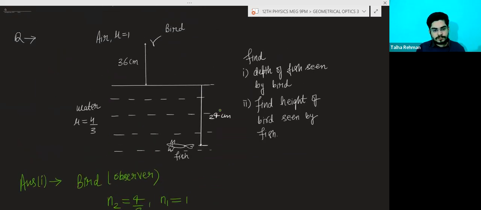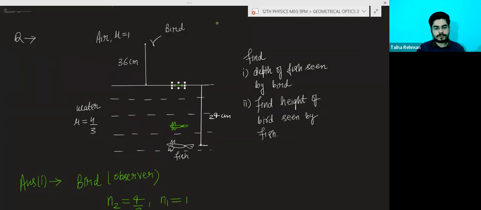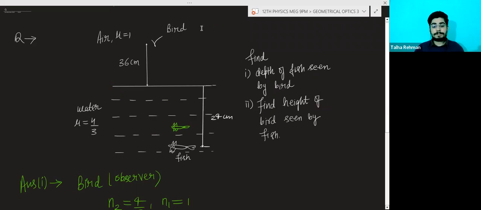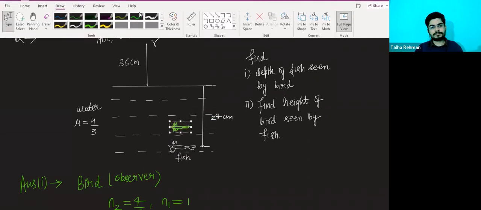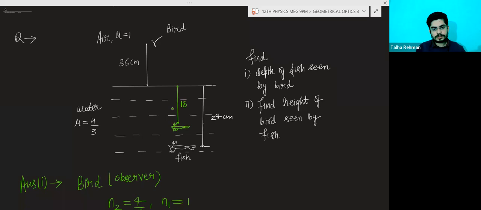So this fish will be somewhere here, at a distance of 18 centimeter from the surface. The fish will appear here. In actual, the fish is here, but to this bird, the fish will appear here. So at a distance of 18 centimeter, D dash.